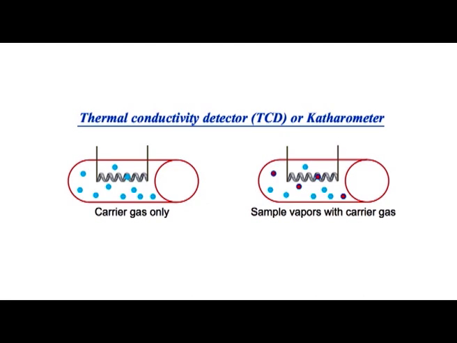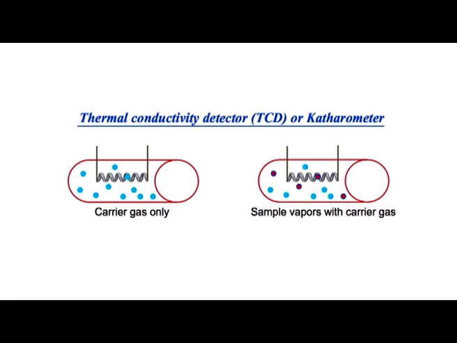There are different types of detectors that are employed for gas chromatography. The most commonly used one is the thermal conductivity detector, or TCD, also called a catharometer. The principle is based on the rate of heat loss from a heated wire made of platinum or tungsten, placed in a carrier gas stream.